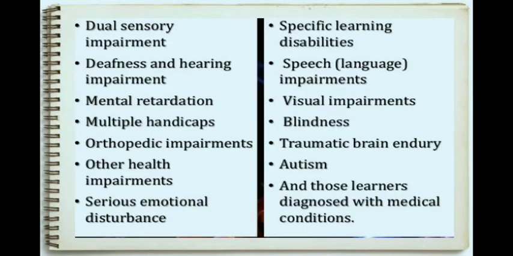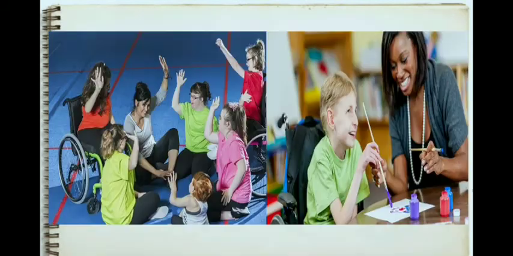Here are examples of students' disabilities: dual sensory impairment, deafness and hearing impairment, mental retardation, multiple handicaps, orthopedic impairments, other health impairments, serious emotional disturbance, specific learning disabilities, speech or language impairments, visual impairments, blindness, traumatic brain injury, autism, and those learners diagnosed with medical conditions.